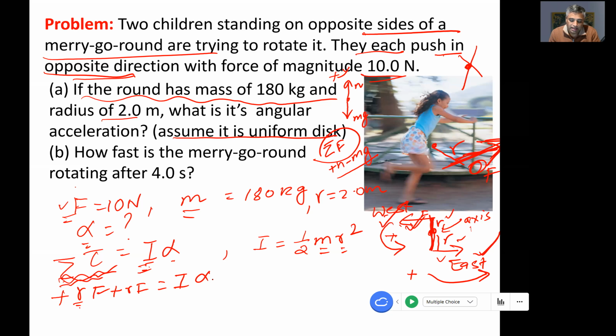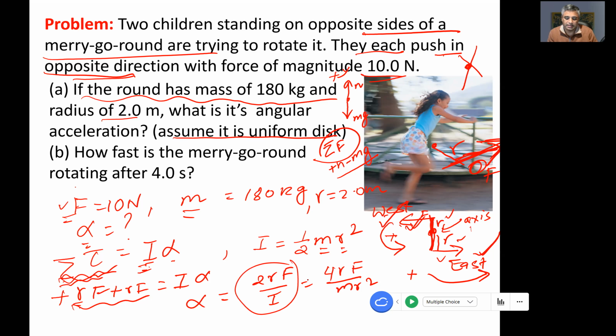So with that, now we can solve for alpha. So alpha is 2 times RF over I, and I is half mr square, means it's going to be 4 times RF over mr square. You don't need to simplify, you can just plug in numbers right here and get the answer, okay? And we know the unit is going to be radian over second square. That's how we use it, folks.